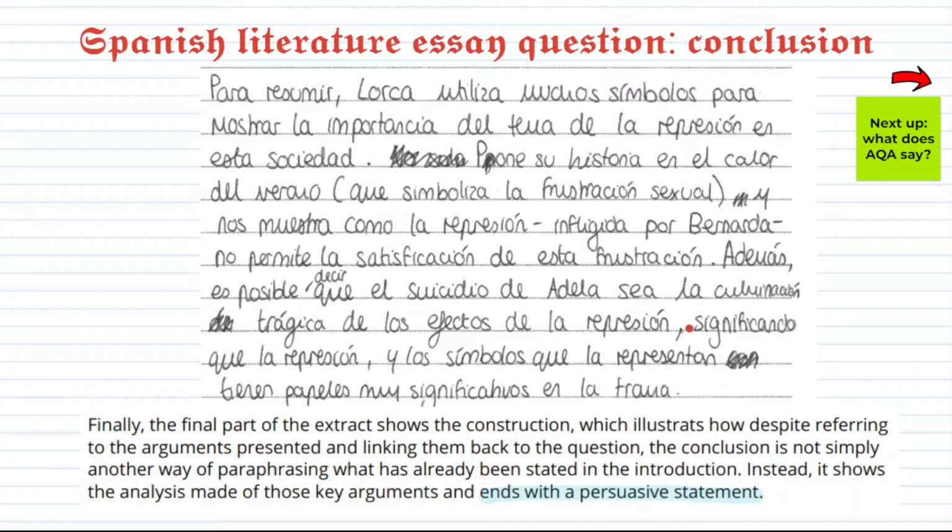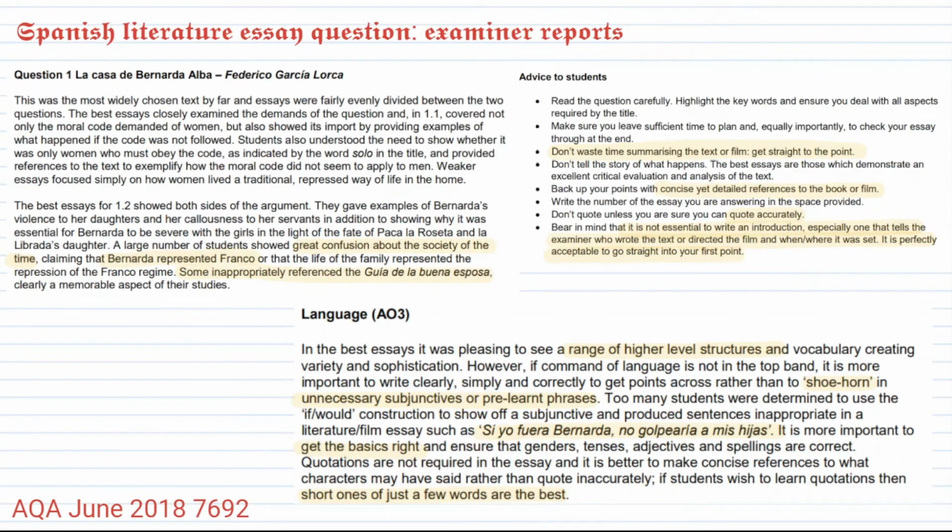Similarly with the conclusion, it is advised to make an analysis of the key arguments instead of paraphrasing the introduction, and you should always end with a persuasive statement. I am now going to pick out some key bits from the June 2018 and 2019 AQA examiner reports. And as before, the text I'll be focusing on is La Casa de Bernarda Alba, but the advice for students and language tips are general for all texts and films.